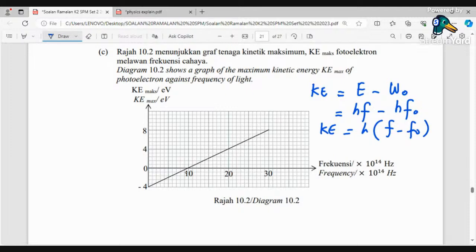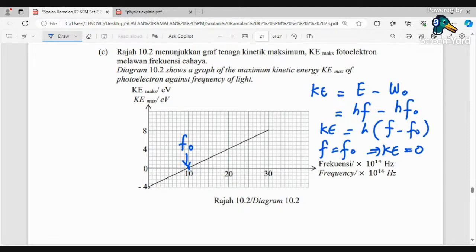Okay, kalau you tengok intersect sini, okay, intersect di sini maksudnya ialah frequency equals to 10. Okay, why the Ke here is 0? Maksudnya frequency of light equals to threshold frequency. Okay, so that's why Ke jadi 0. Electrons akan stay dekat surface saja, dia tak ada kinetic energy kalau F sama dengan FO. So that's why point ini ialah threshold frequency.